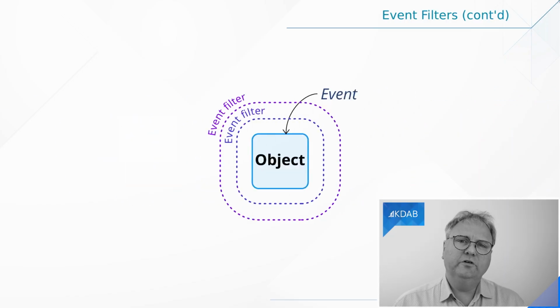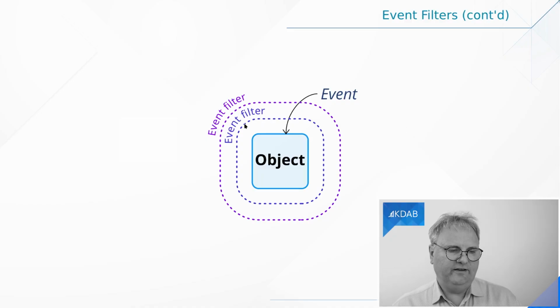I can install multiple event filters if I want, and if I do that, then the latest event filter installed is the one that will see the event first. So I called install event filter with the inner event filter here, and then I called install event filter with the outer one, and now the event will first be seen by the outer one, then by the inner one, and then finally by the object.